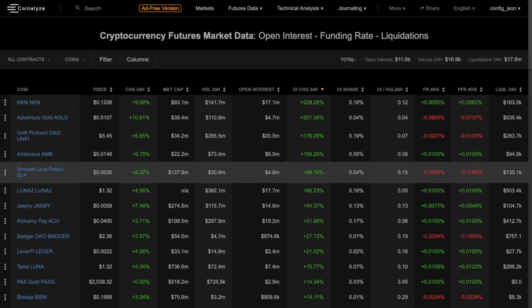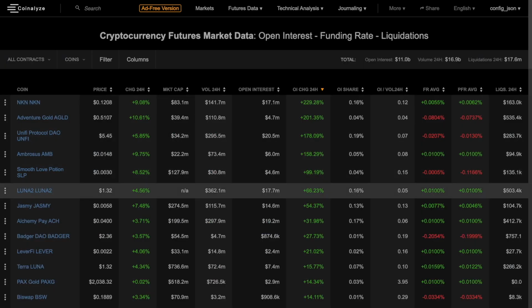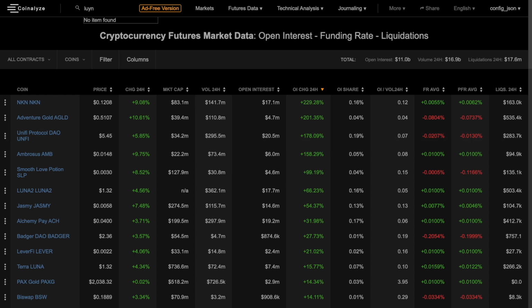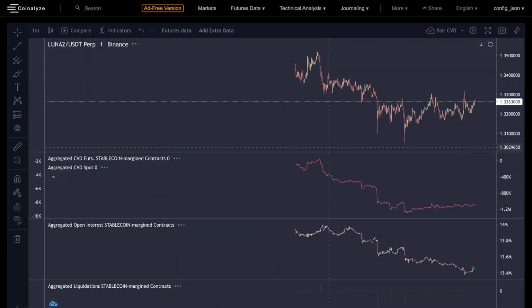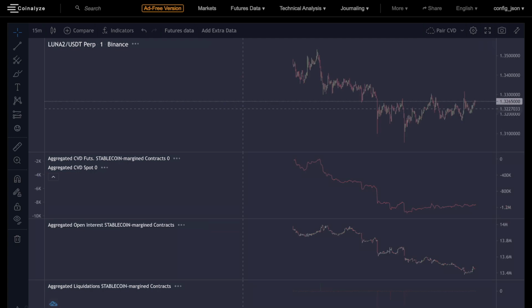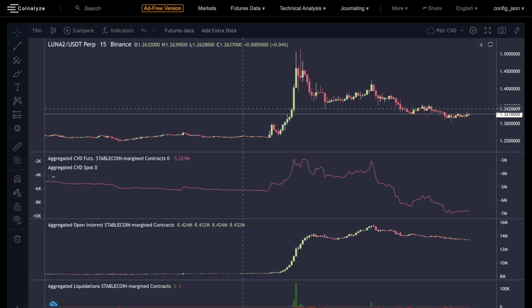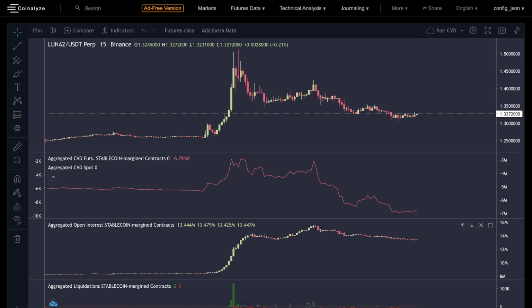We'll try to find another coin now that also has an OI growth. So we'll go Luna2, for example. I will change the time frame to the 15-minute. And see, there's no spot, so I can't really do the entire analysis. But you see there's phase 1: OI grows, price grows, CVD grows, everything grows. There's shorts getting liquidated.